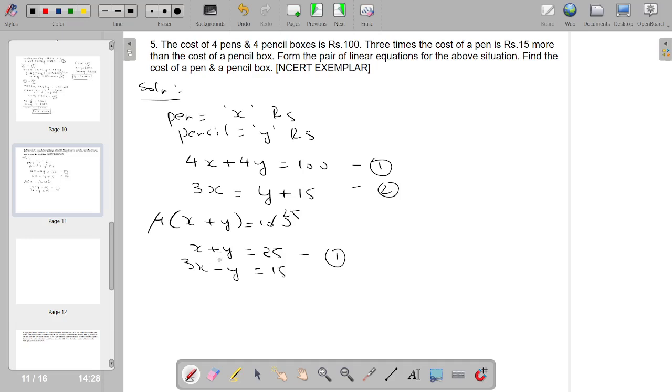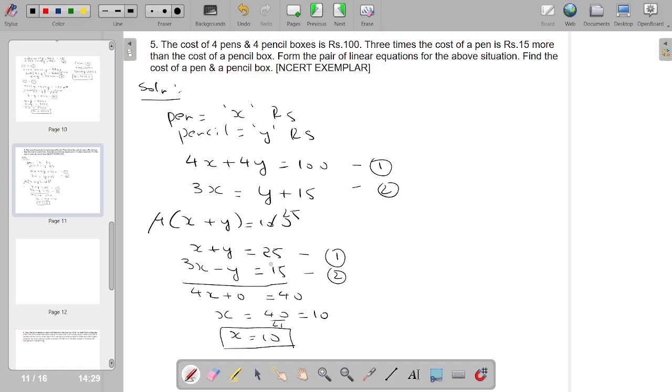Now solve these equations using the elimination method. It is easy to solve using the elimination method. Okay, I want to eliminate variable y. So x plus 3x is 4x plus 0. 25 plus 15 is 40. So x is 40 divided by 4, which is 10. x is equal to 10. This is the price of a pen box, price of each pen box.